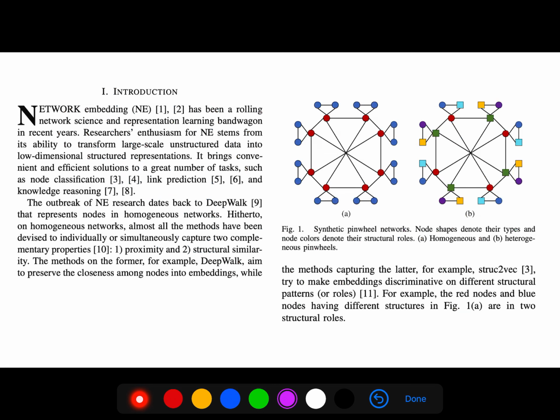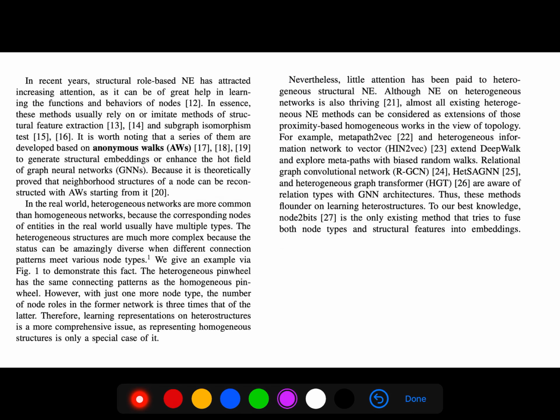And this is synthetic pinwheel networks. Node shapes denote their types, and node colors denote their structural roles. So structural role-based NE has attracted increasing attention.